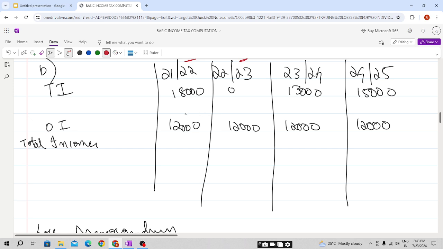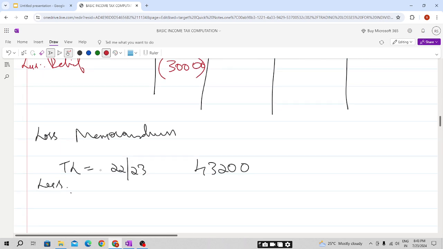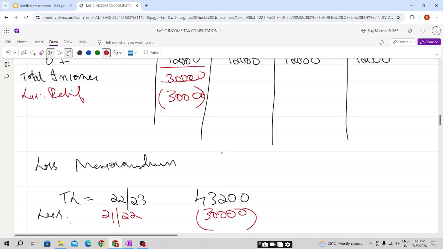So as early as possible, we'll set off against the previous year. Previous year total income is 30,000, less relief. So the whole 30,000 will be reduced because our loss is 43,200. Now the remaining loss is still 13,200, students.